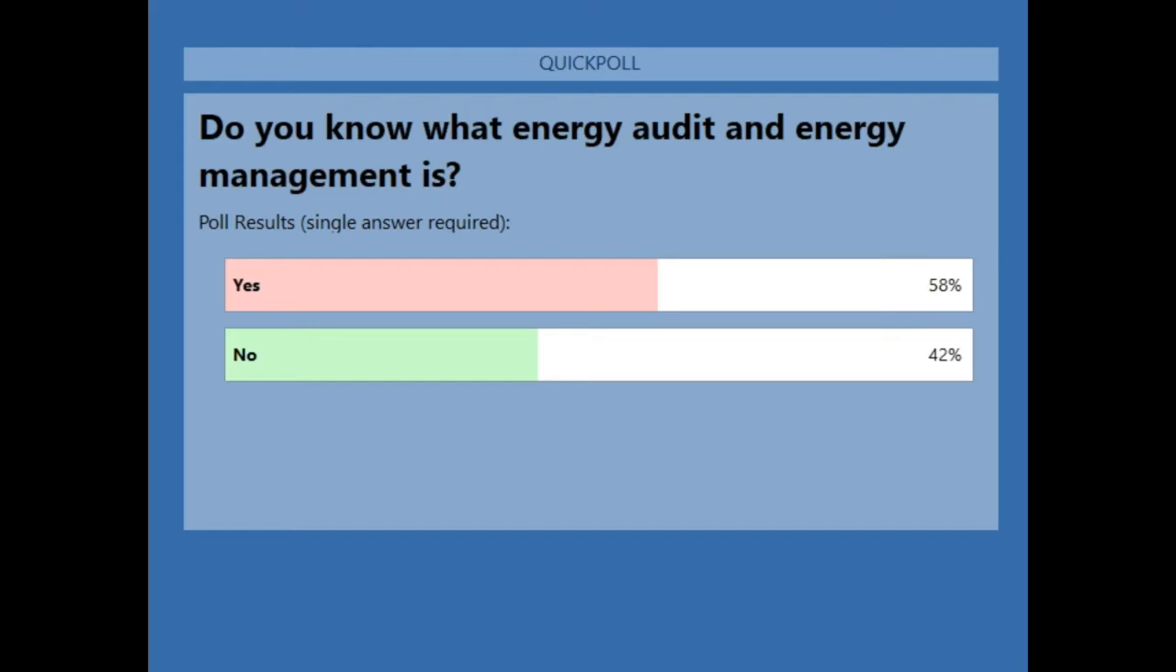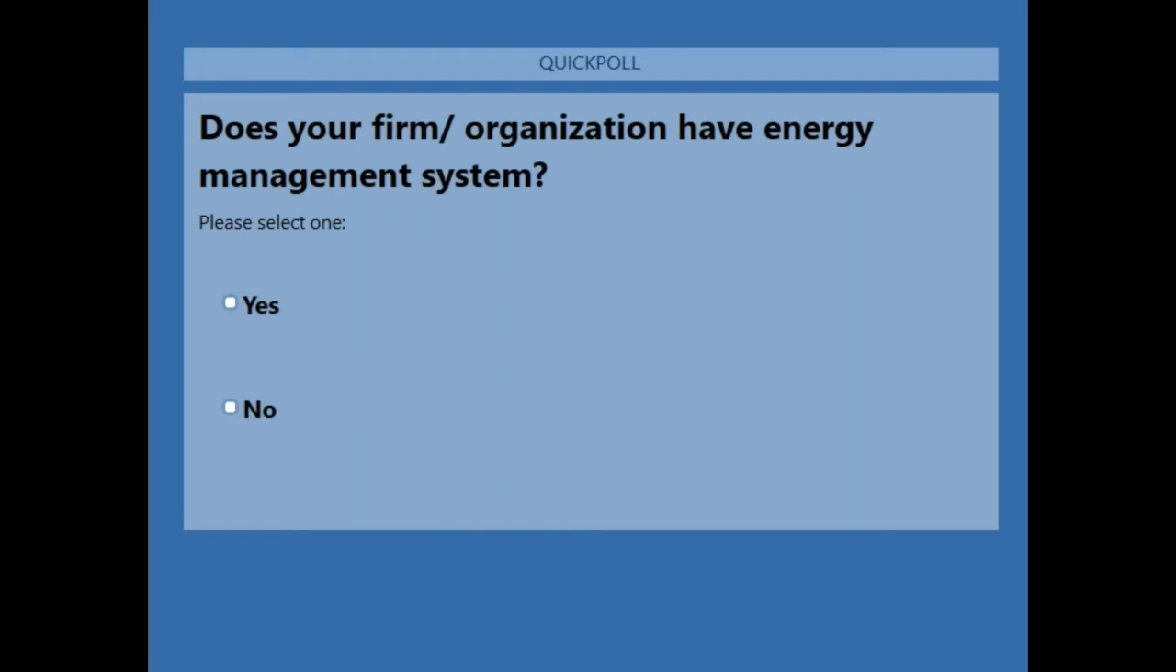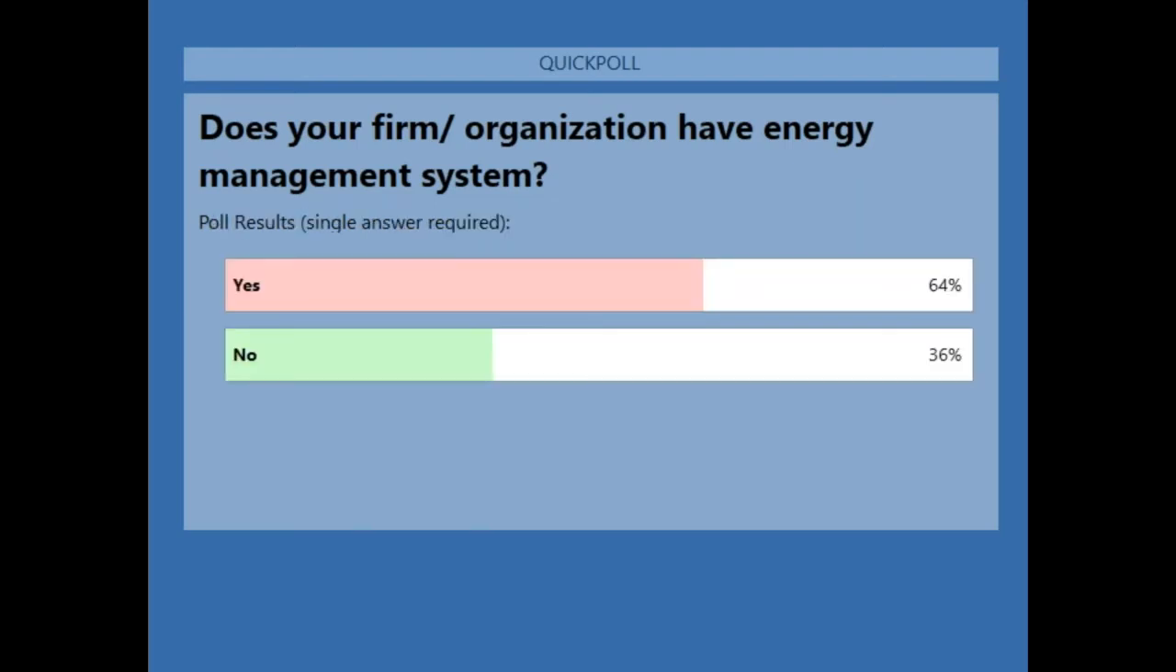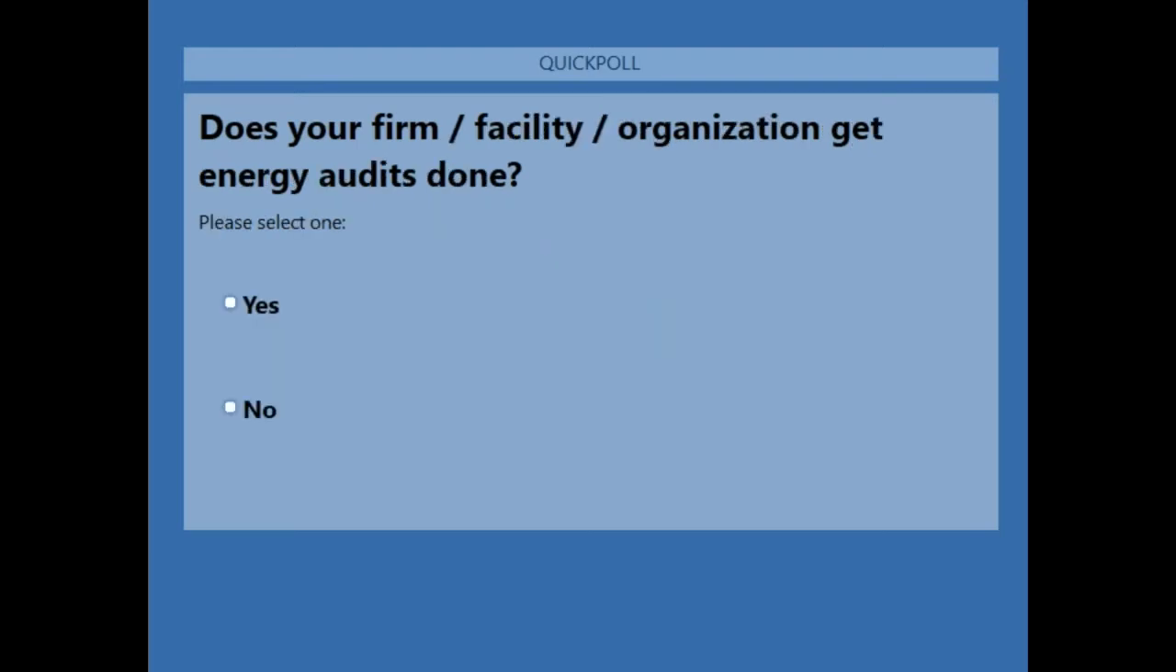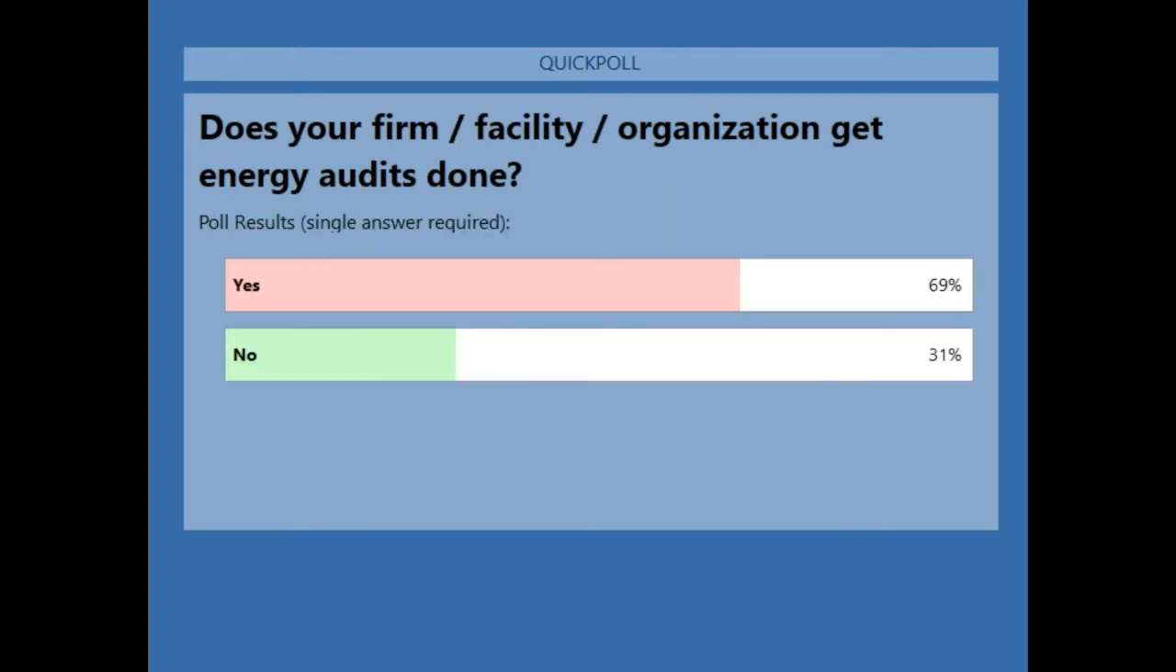I have another question. Does your firm or organization have an energy management system, with two responses, either yes or no? Thank you so much for your participation. We have received yes as 64% of the responses and no as 36%. I have another question. Does your firm, facility, or organization get energy audits done? I will also give some seconds to reply. Thank you so much for your participation. We have received 69% of responses as yes and 31% as no.